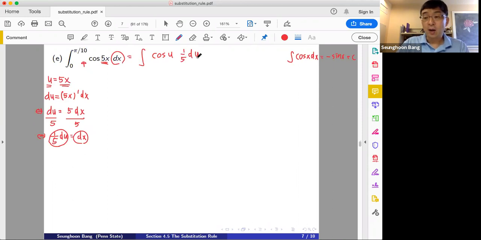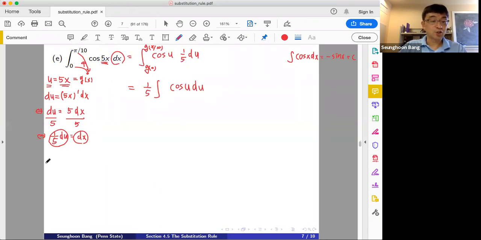One more thing: I want to change the lower limit and upper limit by using the relation of u and g of x. The g of x is exactly this one. You plug 0 into here, g of 0. You can plug pi over 10 into x, g of pi over 10. Next, only take out 1 over 5: 1 over 5 integral cosine of u du.